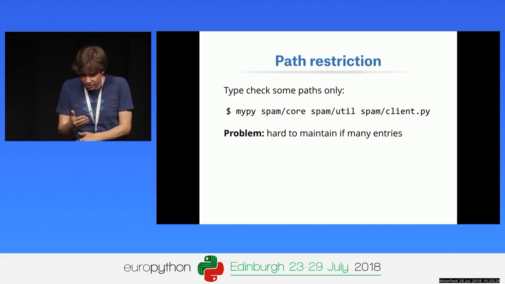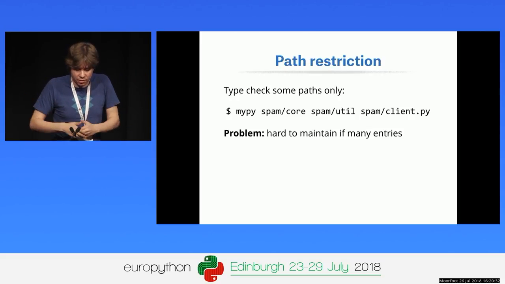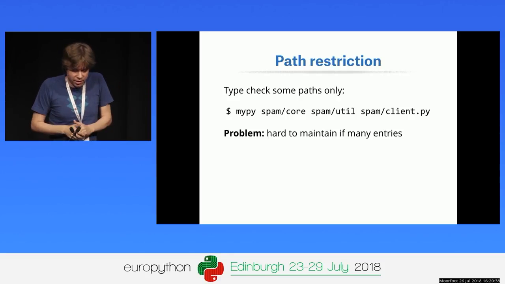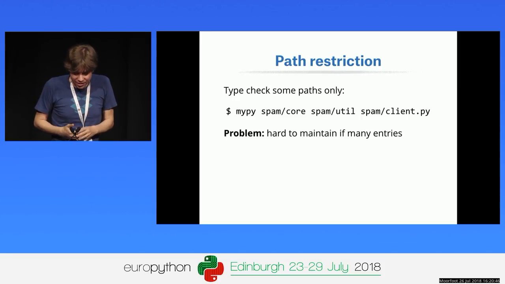So I guess the simplest thing is to only type check specific directories or specific files, just like Mypy and some paths, which is great. It works. That's what you'd expect. But obviously, if you have like 100 directories, you don't want to enumerate them explicitly. So it doesn't really scale to really large code bases.